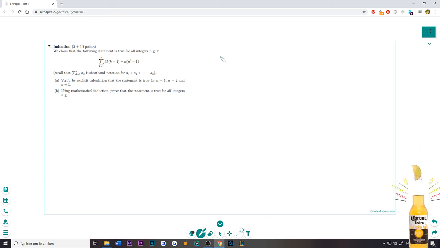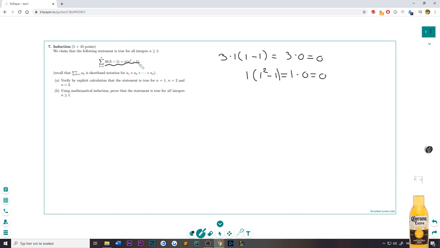So if n is 1, then we have 3 times 1 times (1 minus 1), right? Which is 3 times 0, 0, right? And so that's the same as 1 times (1 squared minus 1), which is 1 times 0, 0, right? So for n is 1, this holds.